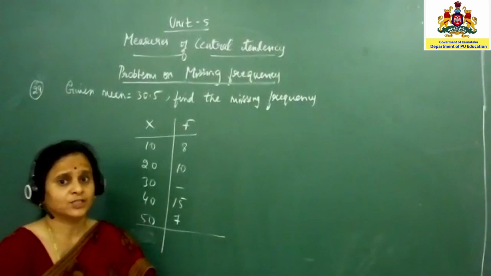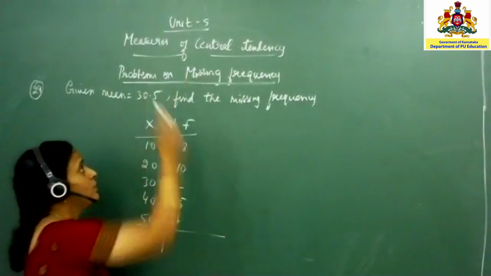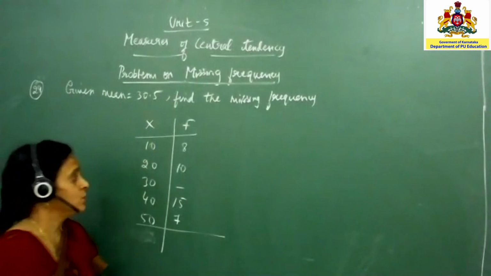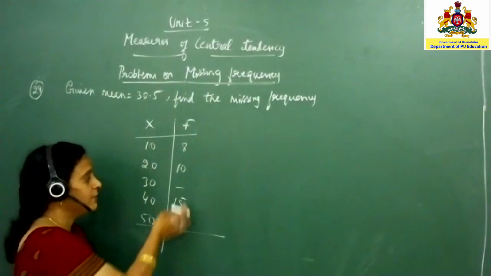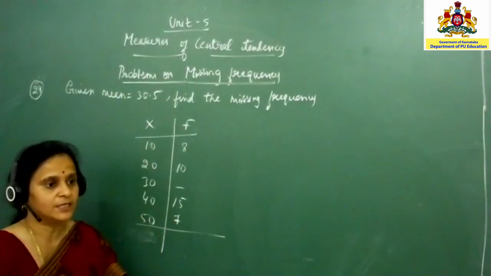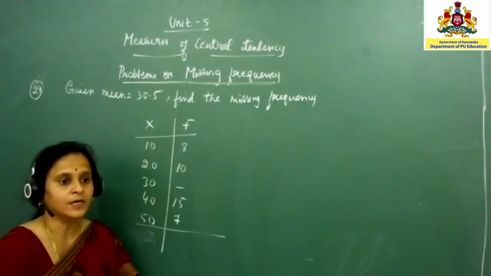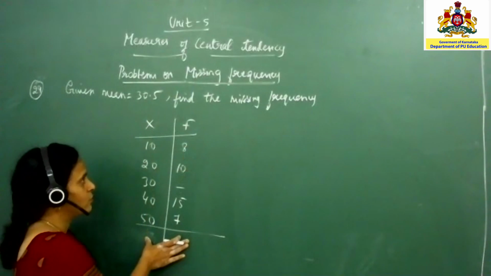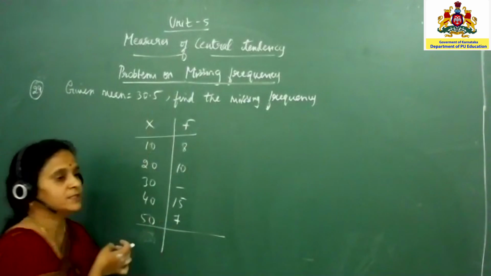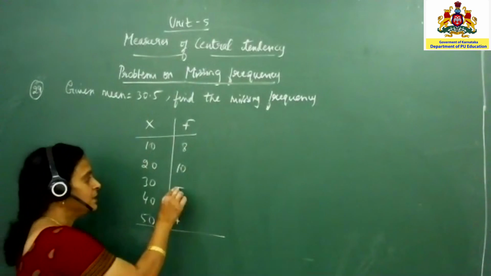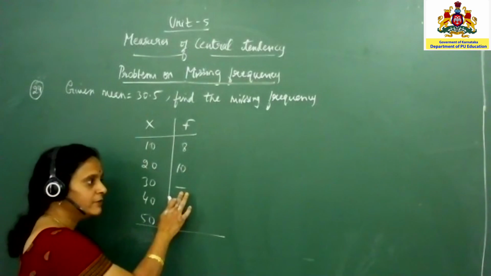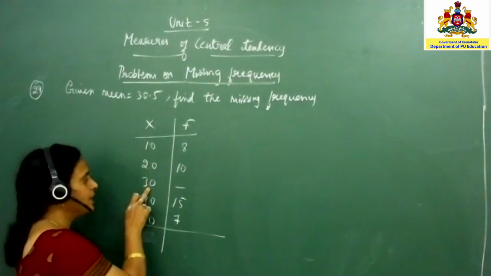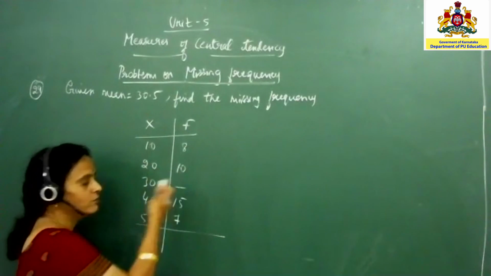Let me move on to the next concept: problems on missing frequency. Whenever you have a distribution, if one or more than one frequency is missing, how do we find that frequency? For example, here this problem is given and the mean value is given as 30.5. Here one dash is given, which means one of the frequencies is missing, corresponding to the x value 30. How to find this?